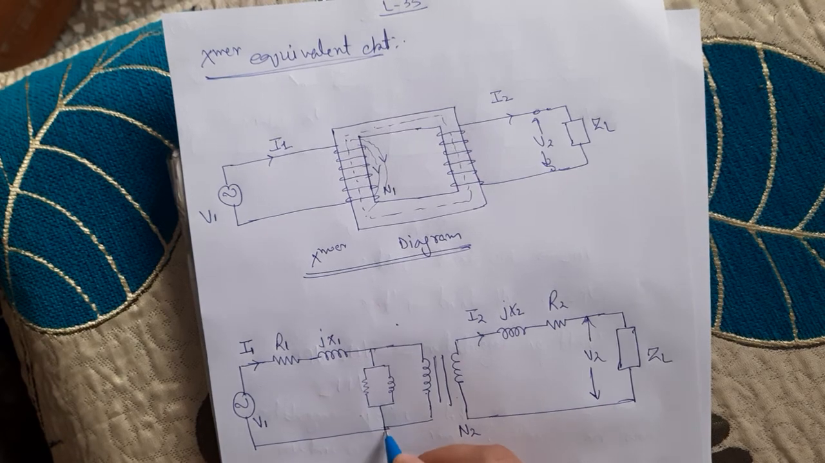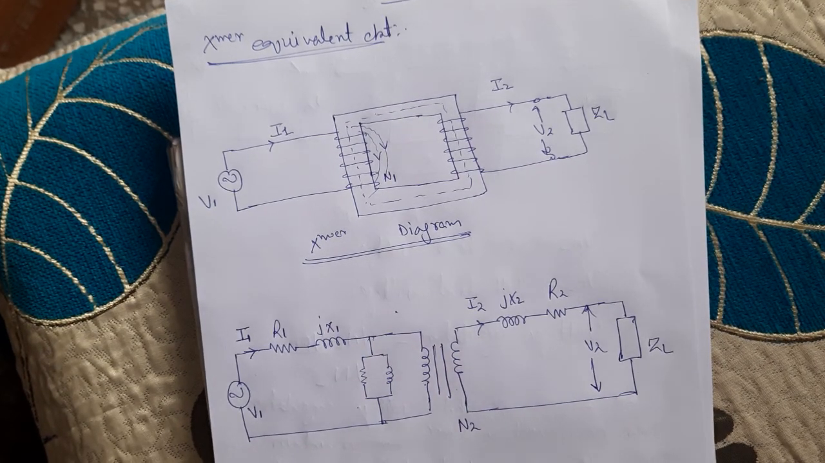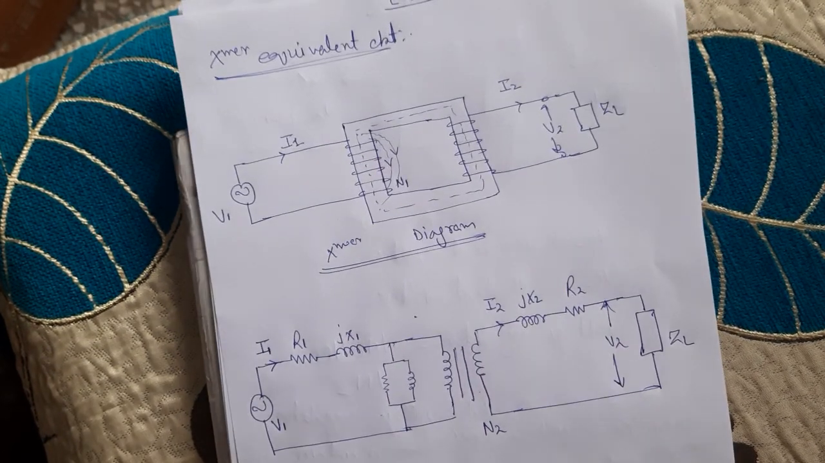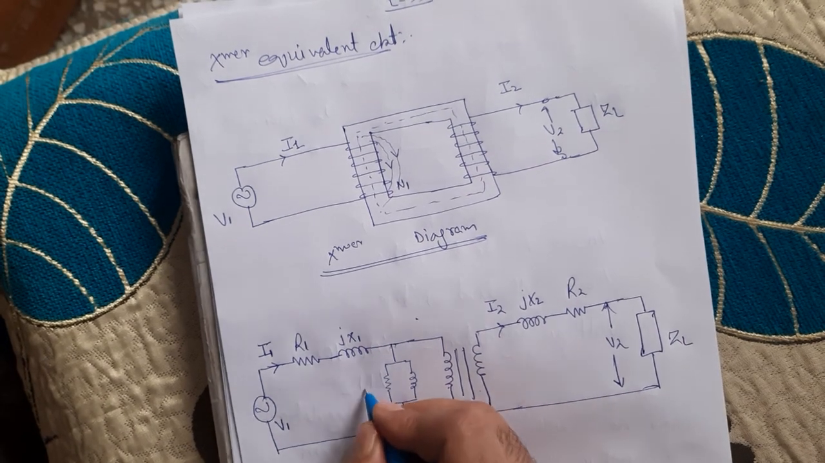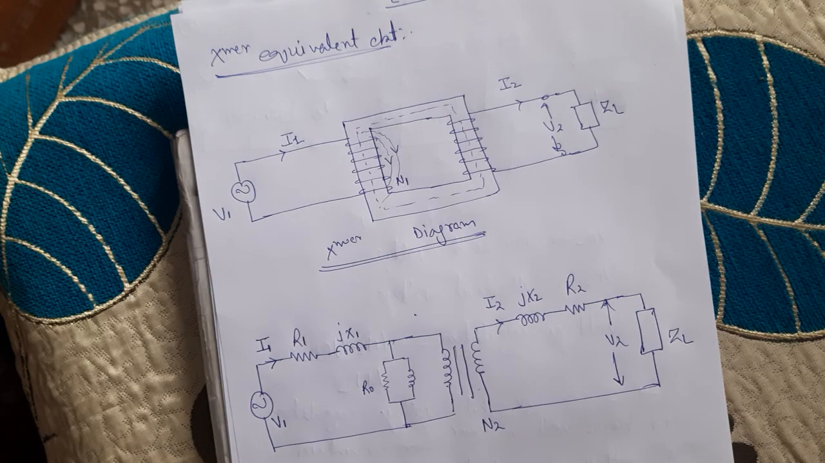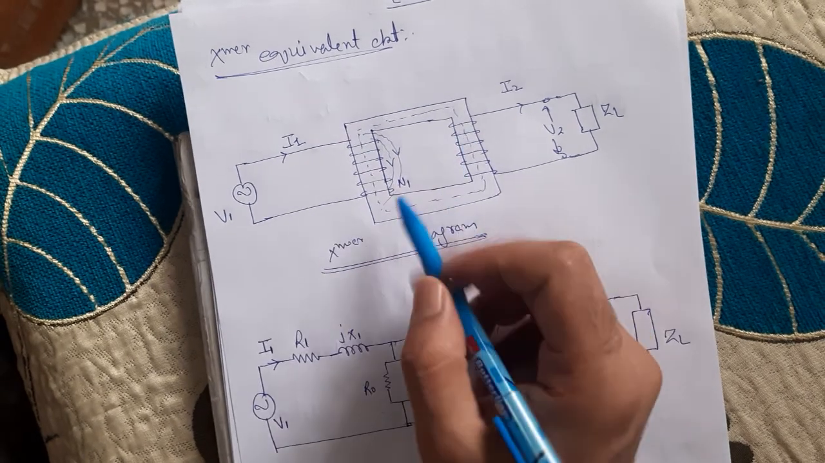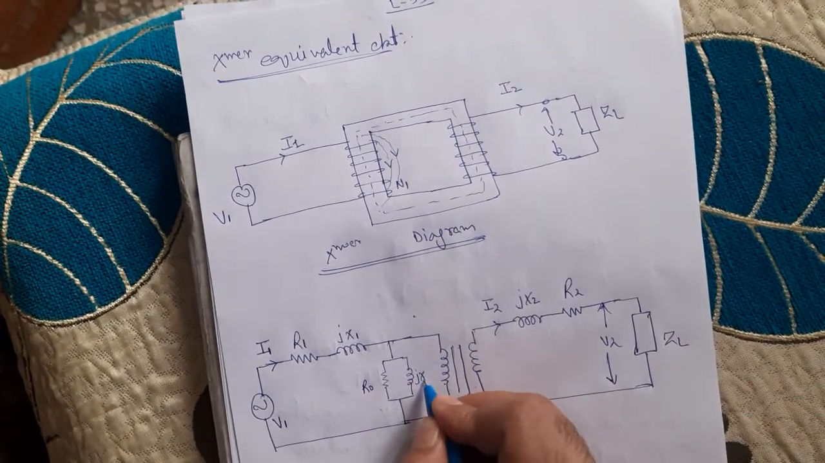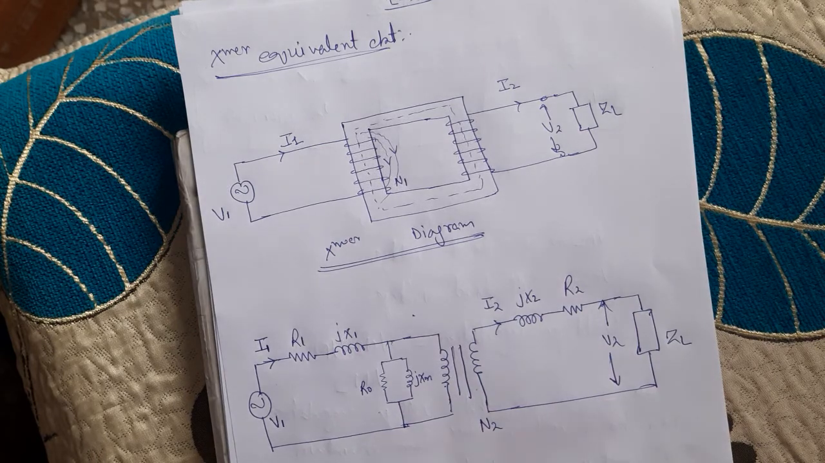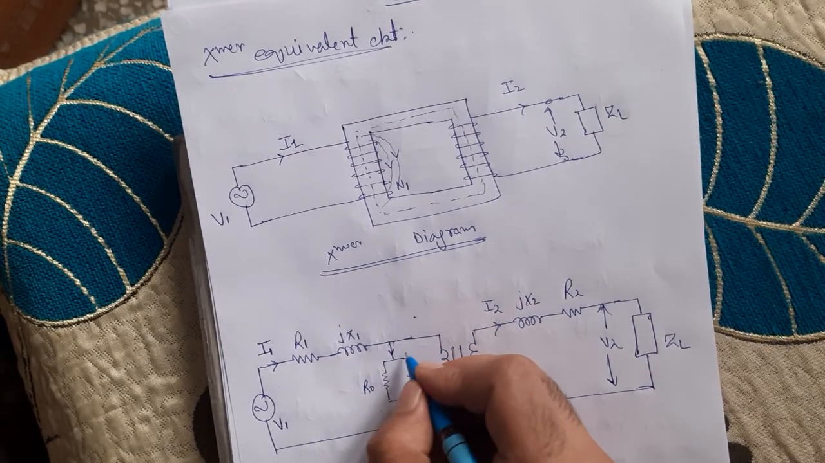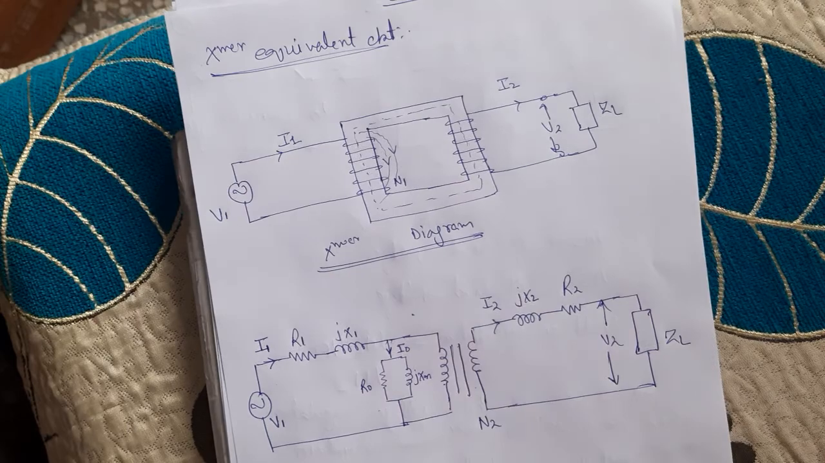So resistor always represents loss. Because we say resistor always dissipates power, it consumes power. So I am saying the core loss is represented by resistor R0, and the magnetizing part of this circuit is represented by the reactance jXM. And the current that is flowing through this is called I0.